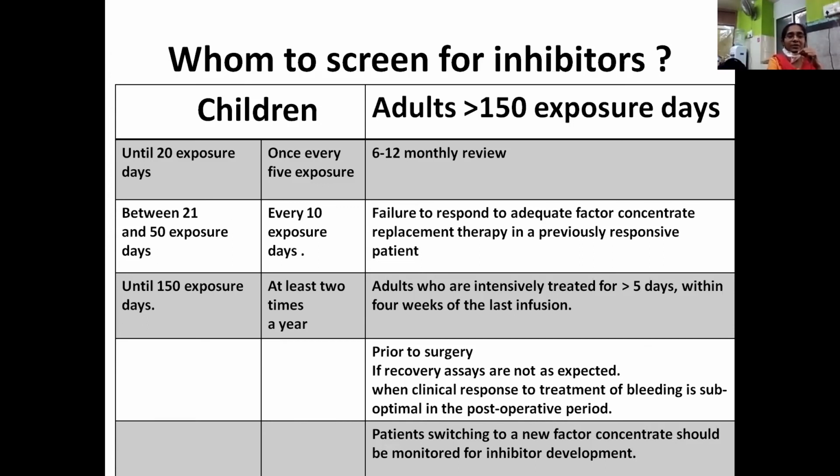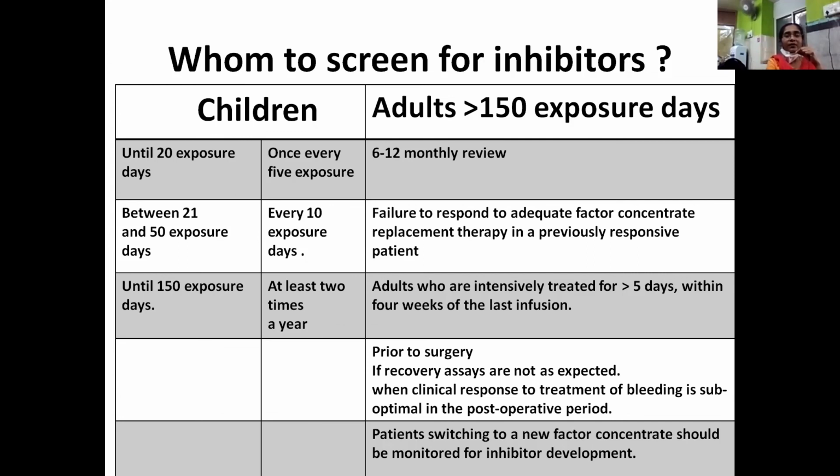Until their 20th exposure day, an inhibitor screen should be done every 5 exposures. Between the 20th exposure day and the 50th exposure day, it should be done every 10 exposure days. And from the 50th exposure day to the 150th exposure day, you should do an inhibitor screen at least 2 times per year. So that is for children who are on prophylaxis.